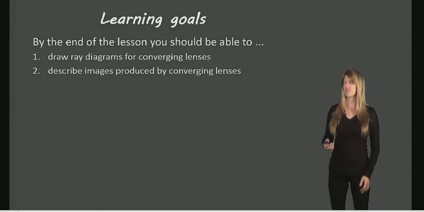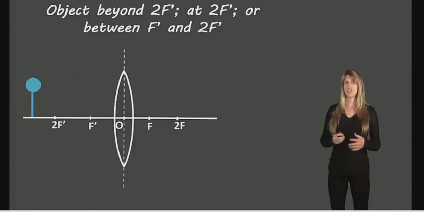Just like what we saw with the concave mirrors, there is a different set of rules depending on the location of the original object. So we have 5 different locations that we talk about, and we'll have different rules for several groupings of these. One of the locations is beyond 2F', so that means further from the lens than 2F', at 2F', between 2F' and F', at F', and between F' and the lens. So those are the 5 locations that we'll talk about.